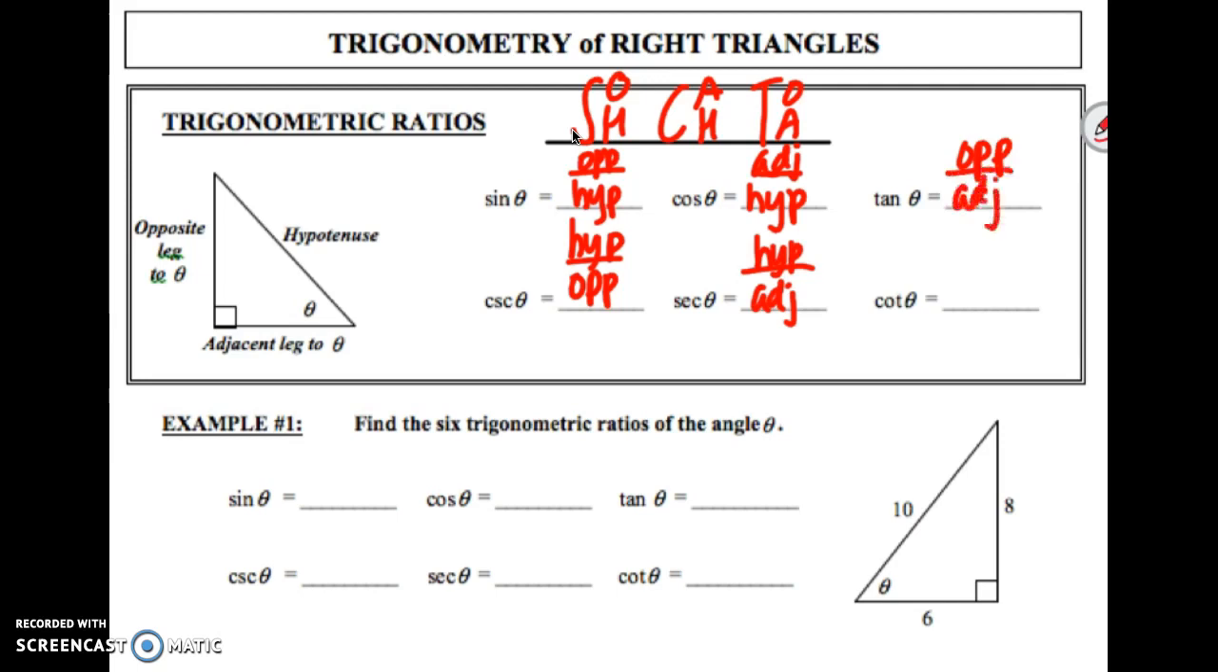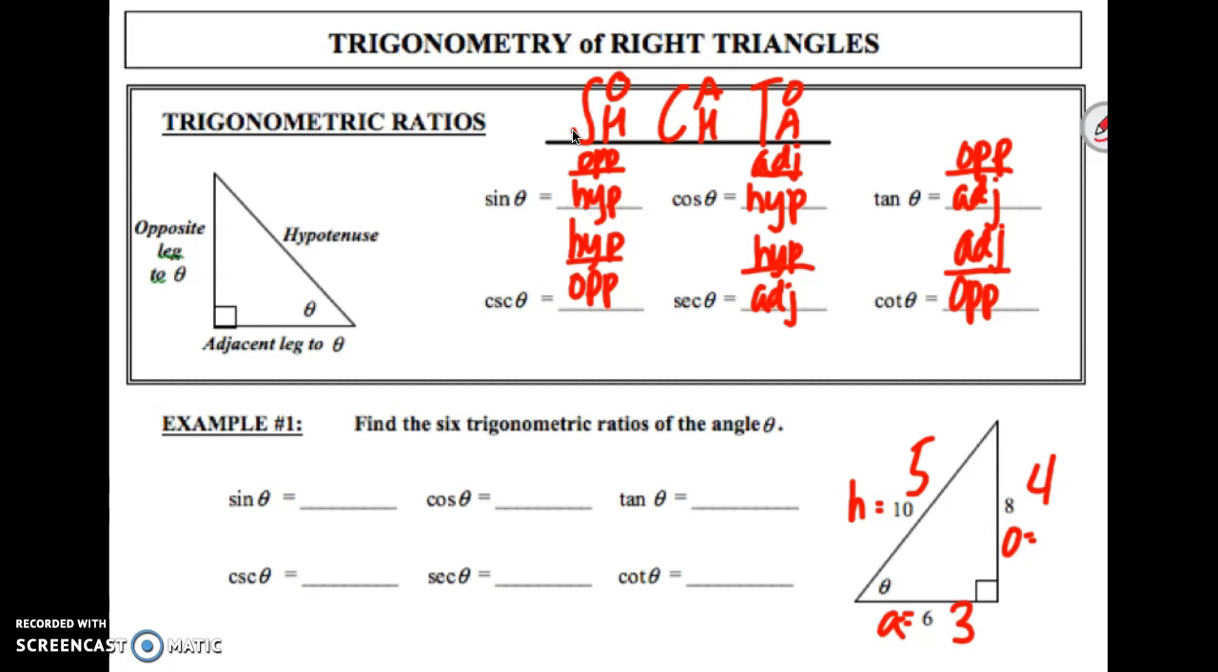And since cotangent is the inverse of tangent, we know that cotangent is the adjacent side divided by the opposite side. In example 1, we want to find the 6 trigonometric ratios of the angle theta. Notice that 6 is our adjacent side, 8 is our opposite side, and 10 is our hypotenuse. And we can simplify. Notice that 6, 8, and 10 all have a factor of 2, so we can reduce this to 3, 4, and 5.